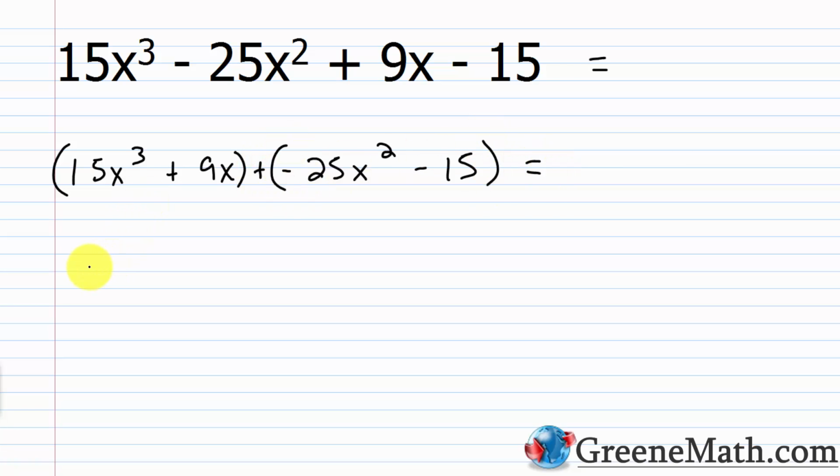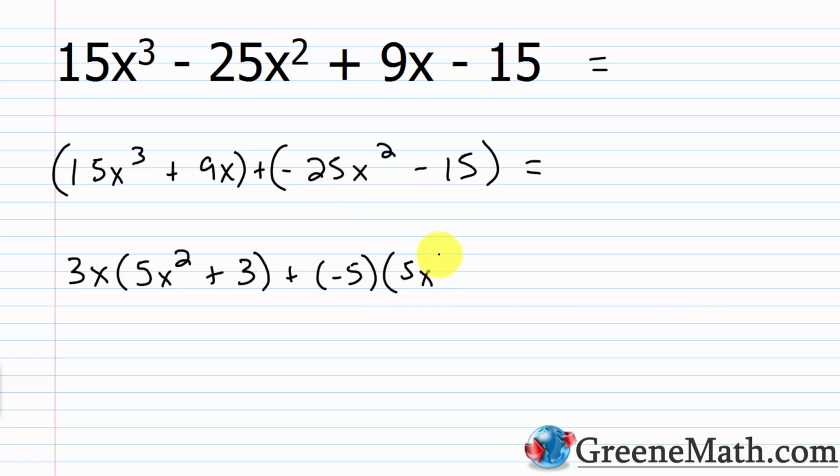And again, I'm going to pull out a 3x from here. So 3x times, inside I would have a 5x squared plus a 3. And then from here, remember, I'm going to pull out a negative 5. So I'd have plus, and I'm going to have a negative 5 out in front. And then inside, I'd have what? I'd have 5x squared plus 3.